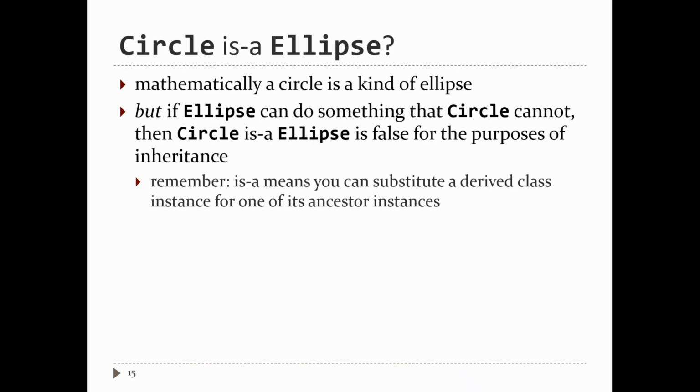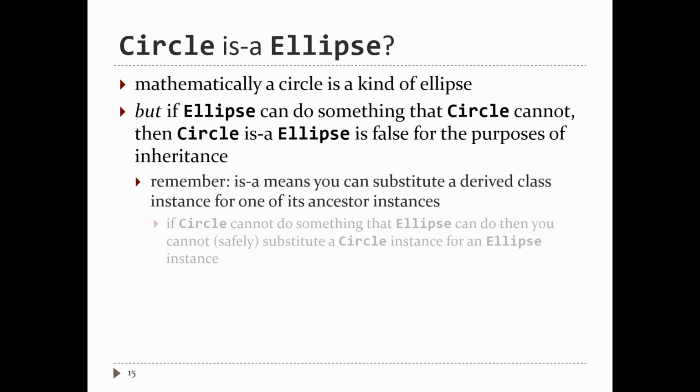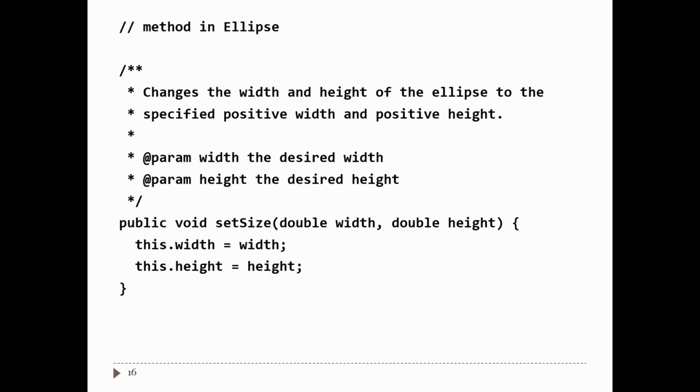So any method that requires an ellipse, I should be able to pass a circle, and the method should work the way it says it's supposed to work. If that's not the case, then we have a problem. You cannot safely substitute circles for ellipses, and that breaks the idea that inheritance models the ISA relationship. So you can easily see this with circle and ellipse.